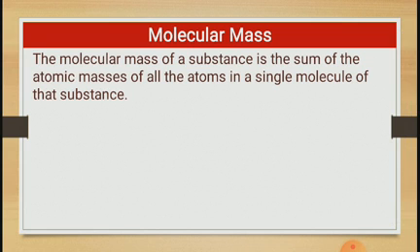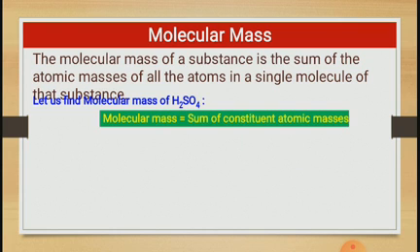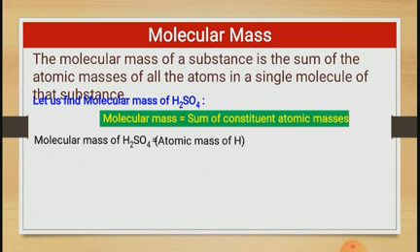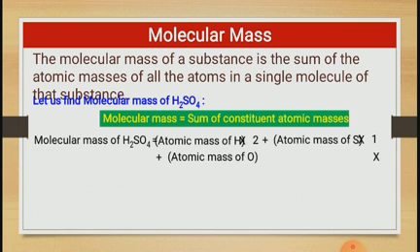Okay, now find out. See, molecular mass of H2SO4 is equal to, first of all, we'll write the formula. Atomic mass of hydrogen into how many atoms of hydrogen? Two. So into two. Then add atomic mass of sulfur into one atom, so into one. Again plus atomic mass of oxygen. How many atoms are there? Four atoms. So into four.